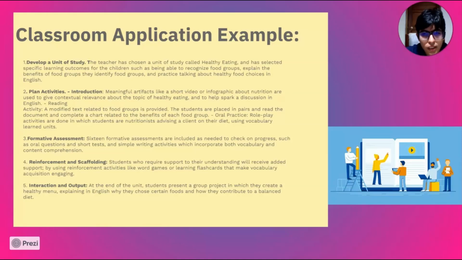Five, interaction and output. At the end of the unit, students present a group project in which they create a healthy menu, explaining in English why they choose certain foods and how they contribute to a balanced diet.